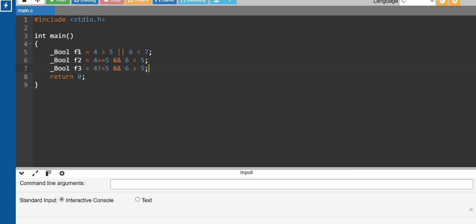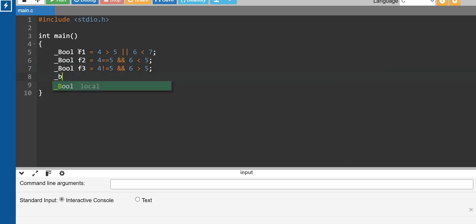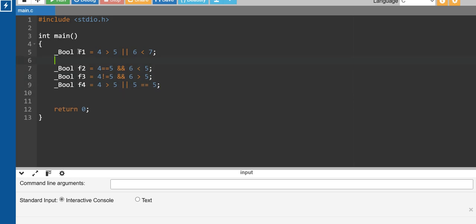Okay, let us just add another one. Bool f4 equal to, now suppose 4 is greater than 5 and logical OR operator 5 equal to 5. Okay, so now let us print them one by one. So let us print all of them together. One printf statement will be sufficient. So we have 4 outcomes.